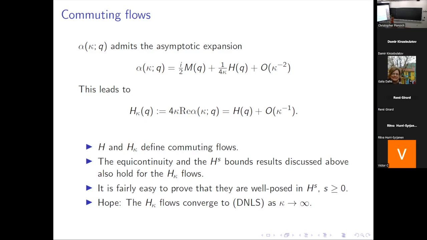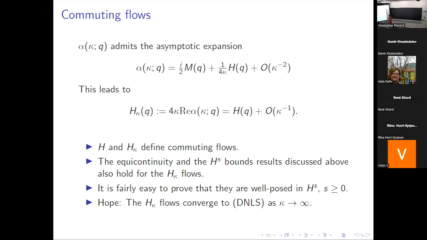Okay. On top of that, the Hamiltonians H kappa and H define commuting flows. So if I take some initial data and flow it for some time under the H kappa flow, and then for some other time under the DNLS flow, I will get exactly the same thing as if I had done these two different things in the opposite order, right? Moreover, the continuity results and the a priori bounds that I mentioned earlier hold also for the H kappa flow.